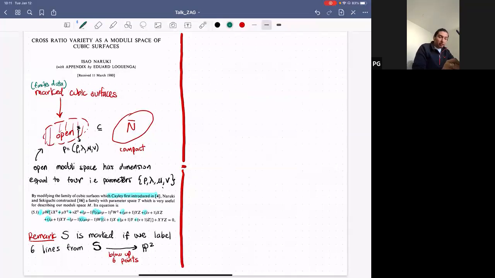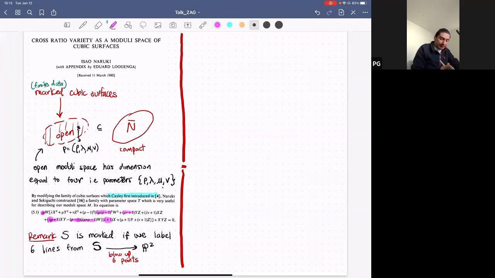And in Naruki, they don't give a moduli interpretation to their space. However, they have an open set, and it's 4-dimensional, so you need 4 parameters. With those 4 parameters, they have this sentence that I just include here. They mention that we actually have cubic surfaces associated to these parameters, and it was built by Cayley. And they write the equations. If you see, I moved it and it went off, so let me see if I can fix it. But I want you to notice that if you change the values of these parameters, then you can find different cubic surfaces.